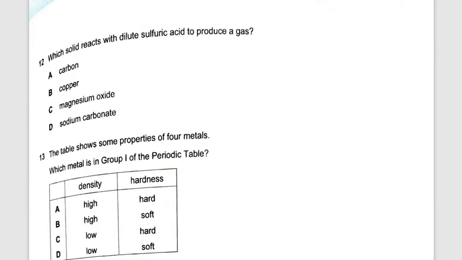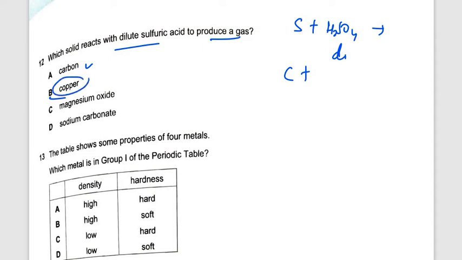Now question number 12. Which solid reacts with dilute sulfuric acid to produce a gas? So it should be a solid reacting with dilute sulfuric acid and giving you a gas. Carbon doesn't react. Copper is not a very reactive metal, it is an unreactive metal, and here they have put dilute, so definitely it is not going to show you any kind of reaction.